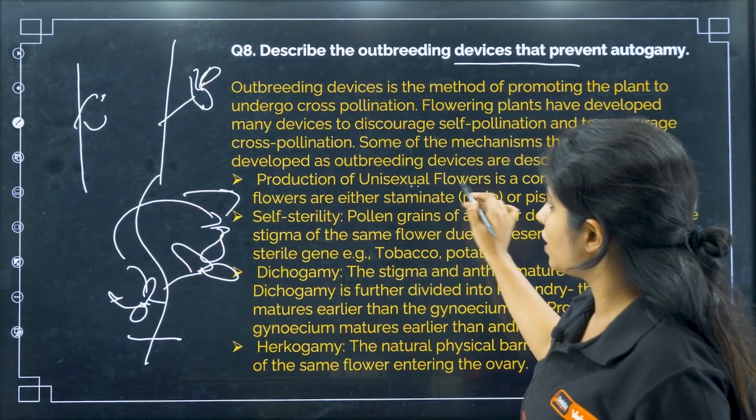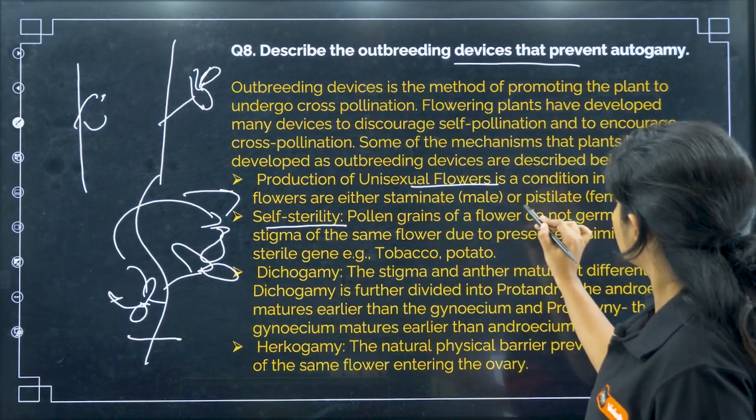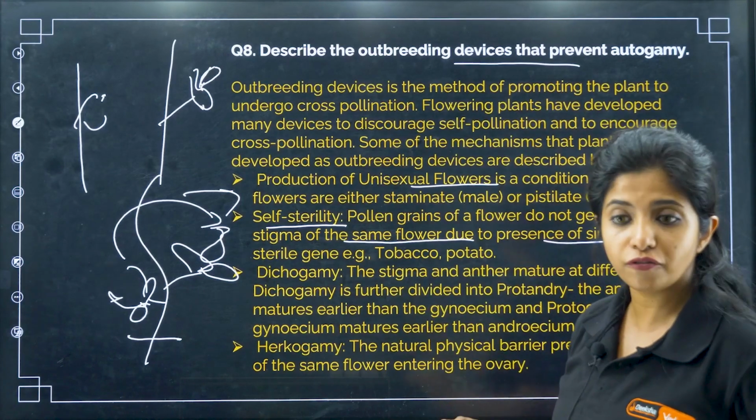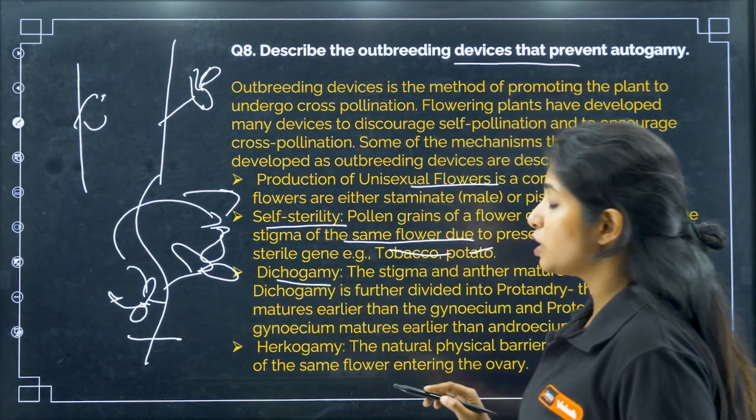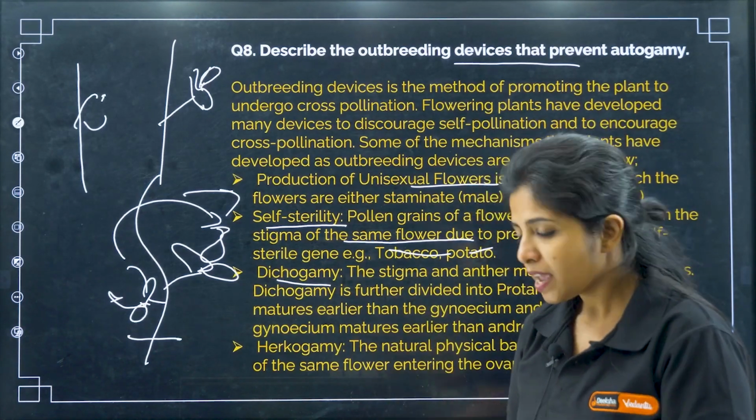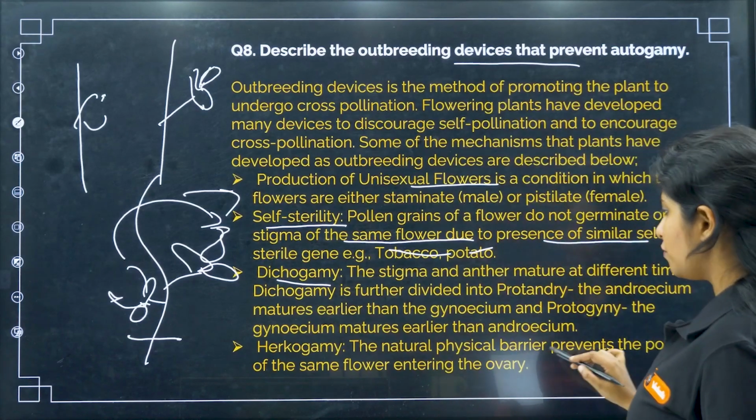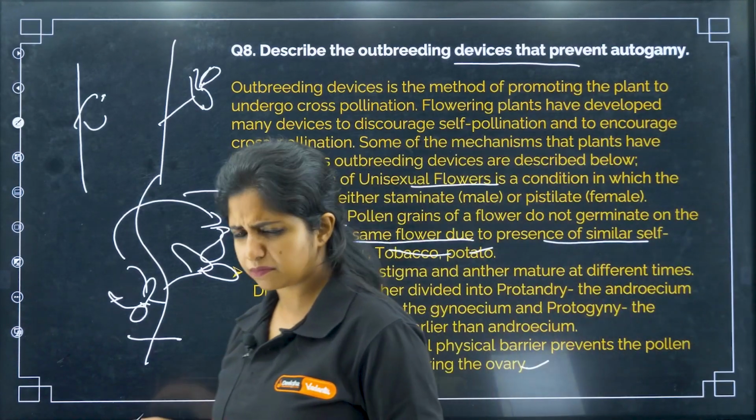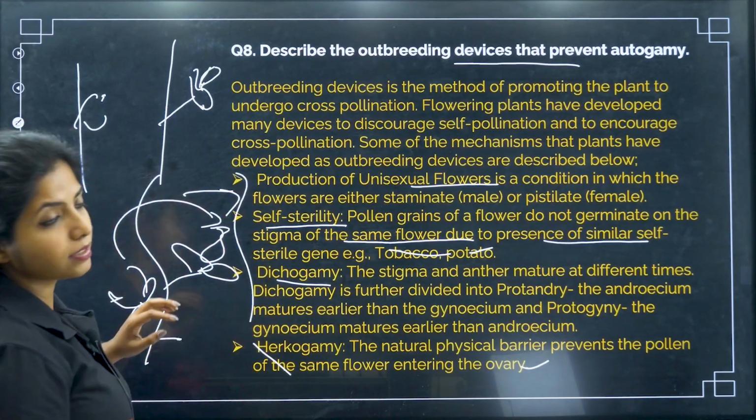So, production of unisexual flowers, apart from that, self-sterility or self-incompatibility, where pollen grains of a flower do not germinate on the stigma of the same flower due to the presence of some genetic mechanism. Okay. Now, you don't need to learn all this. Dichogamy is basically stigma and anther not maturing at the same time. Okay. And then you have herkogamy. The term is not given in the NCERT, but just understand a natural physical barrier prevents the pollen of the same flower from reaching the stigma. If you don't want to learn that, it's okay. Okay, at least these three things you should be knowing.